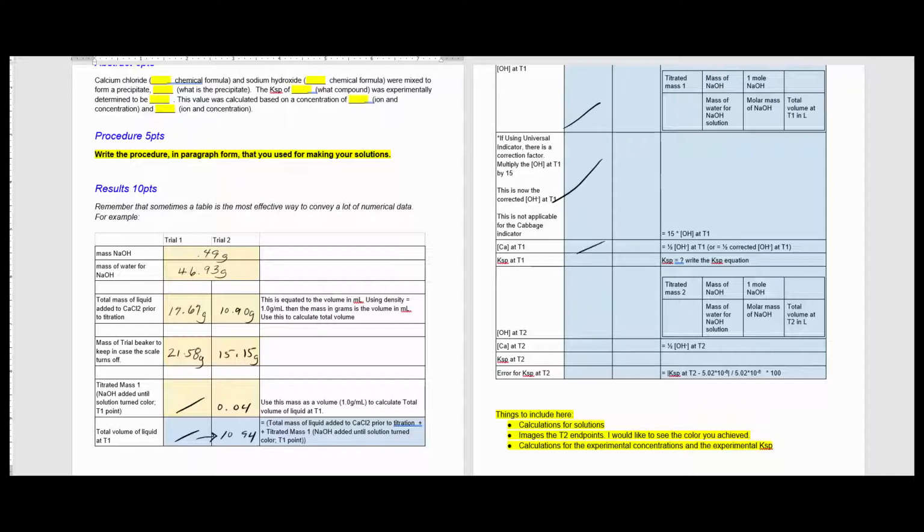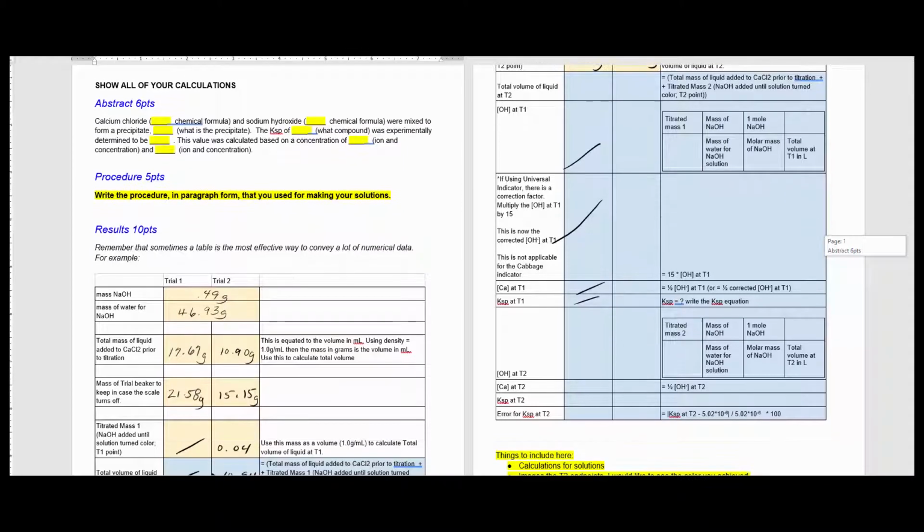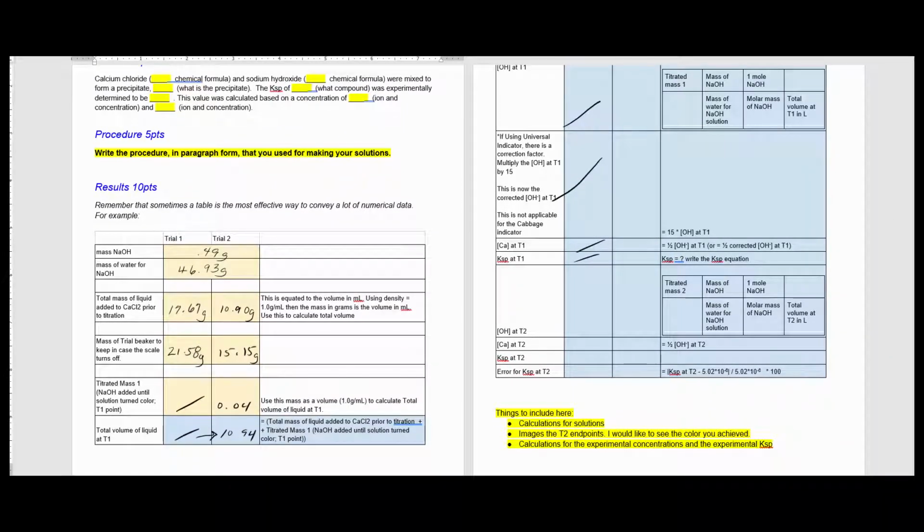So I'm just going to cross out these 1s real quick because we're only going to work with the 2s for the Cabbage Indicator. But for the Universal Indicator, we do have those 1 points, and I would like to show you why. So to find the total volume of liquid, what you should do is take this mass here and treat it as if it is a milliliter, because we're going with a density of 1.0 grams per milliliter. So this would be 10.90 milliliters because it's 10.90 grams, and add it to this mass of liquid. When I do that, I get the total mass of the liquid, 10.94.